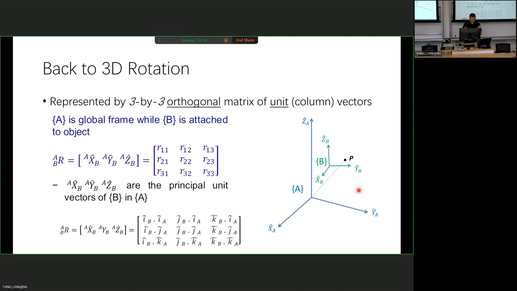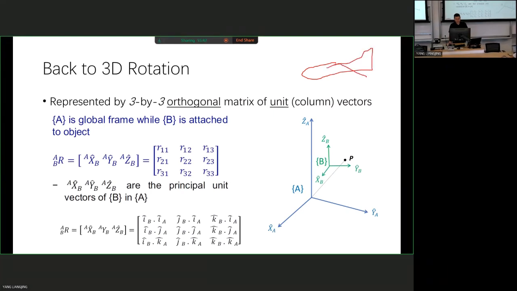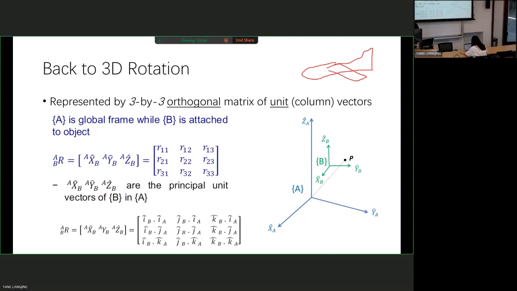In the aeronautical industry, they use this convention a lot. I can't really draw, but let's say you have a plane and you want to describe the orientation of this plane. You can describe it using what they call roll, pitch, yaw. I'm sure you have heard of this. Roll, pitch, yaw.